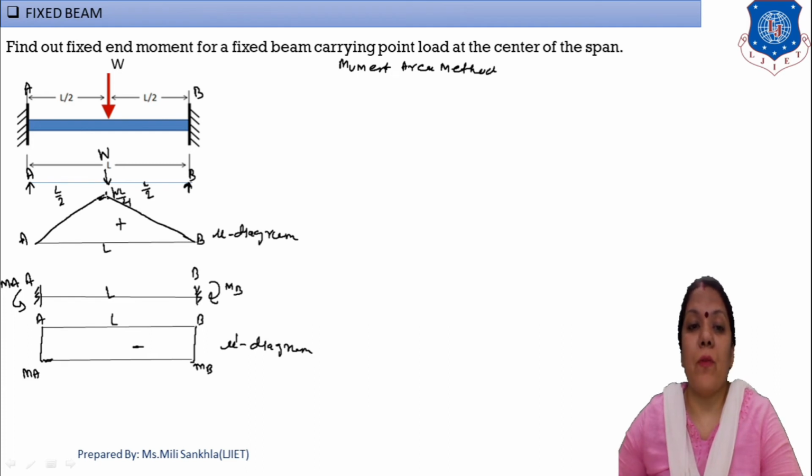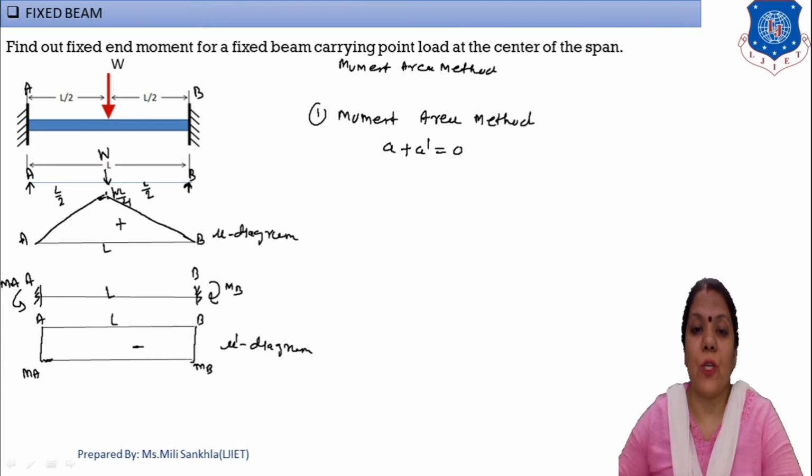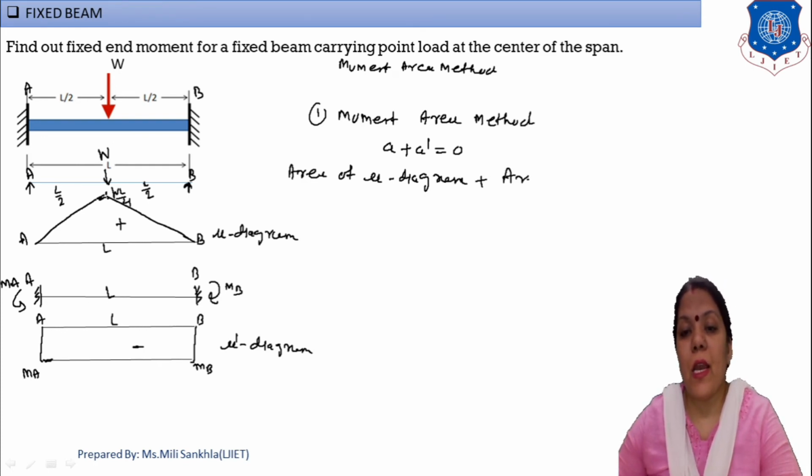Okay, now one by one we find the fixed end moments with the help of the moment area method. For symmetrical loading, the equation is A plus A dash is equal to 0. Now write down here, A is equal to the area of the Mu diagram, plus the area of the Mu dash diagram, is equal to 0.